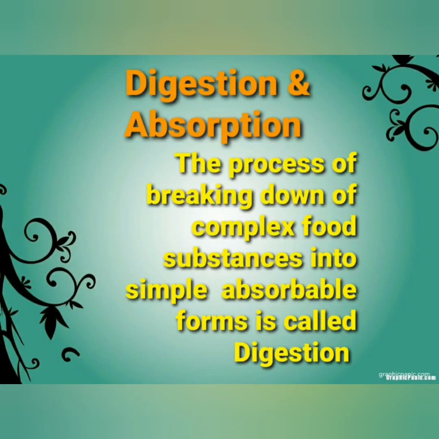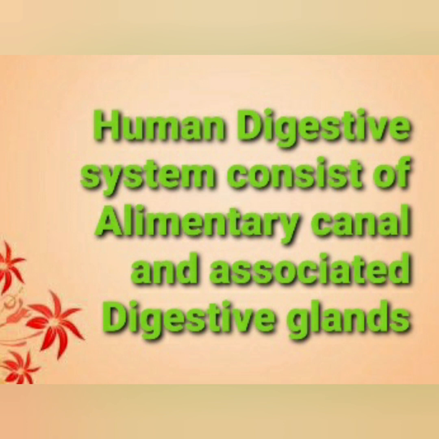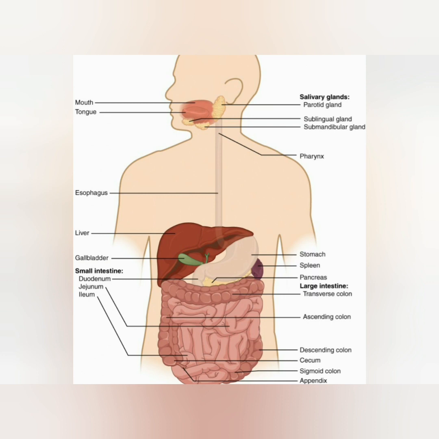Digestion and absorption. The process of breaking down of complex food substances into simple absorbable forms is called digestion. Human digestive system consists of alimentary canal and associated digestive glands. Here you can see the human digestive system diagram.